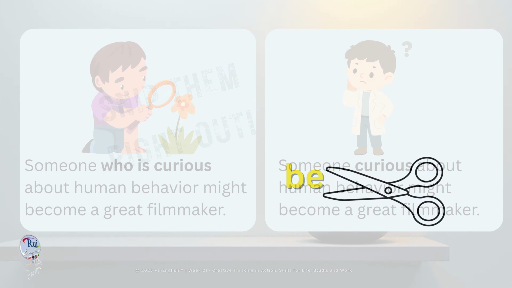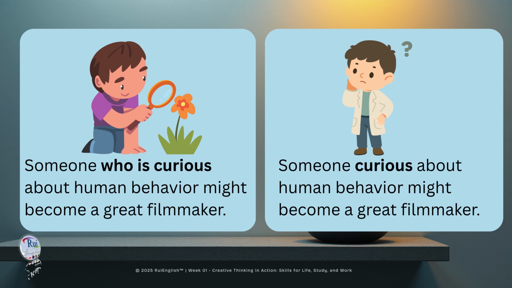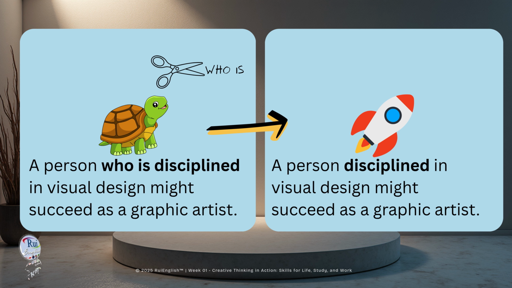So look at this example. Someone who is curious becomes someone curious. See that? Instantly the sentence gets tighter, more direct. It just sounds better, doesn't it? And here we go again. A person who is disciplined becomes a person disciplined. It's the exact same meaning, but it's delivered with more punch, more professionalism. This is such an easy win for your writing.